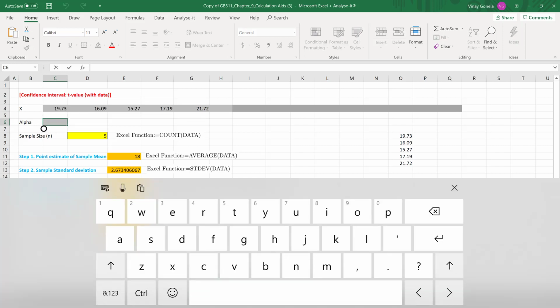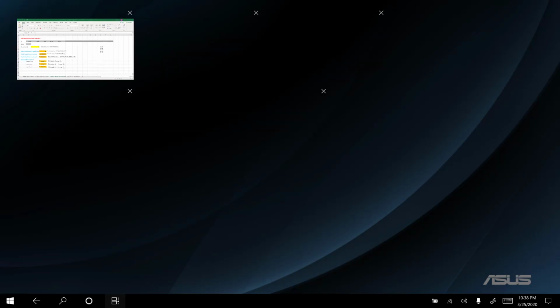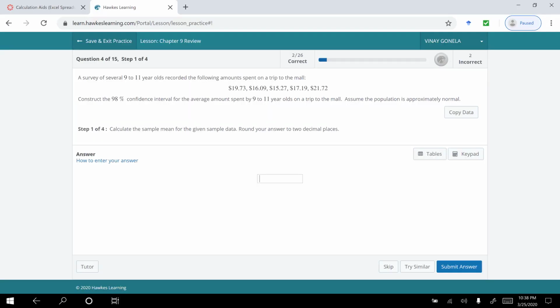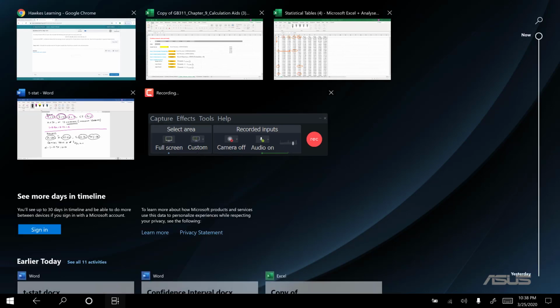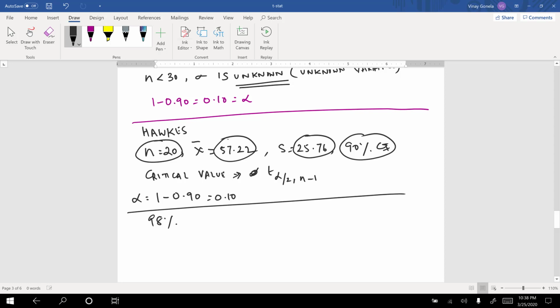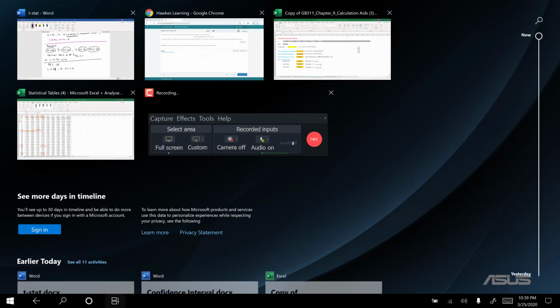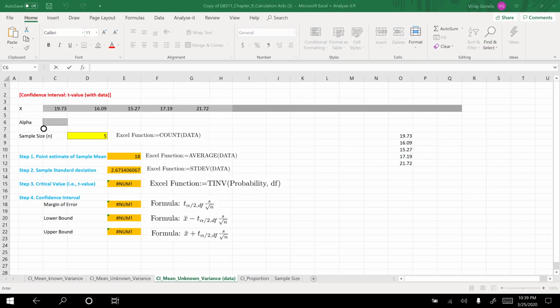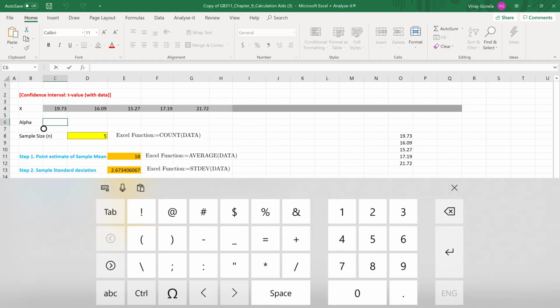Now alpha. Let me check the question for alpha. They said 98% confidence interval, so that means alpha would be 1 minus 0.98, that is 0.02. This would be my alpha value. So I go to the calculation aid and type in 0.02, hit enter.